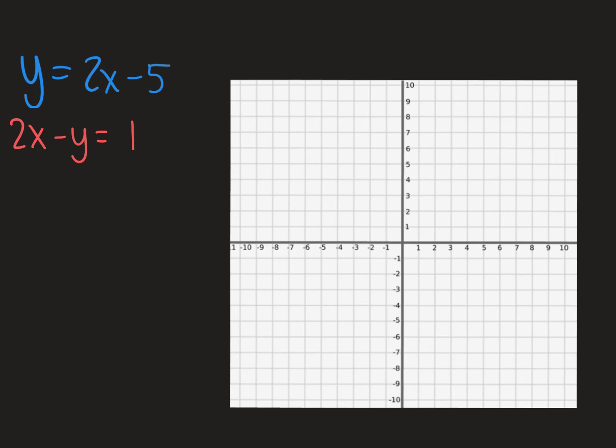All right, let's try graphing these two. So blue, I put my first dot at 5. My slope is up 2, right 1, up 2, right 1. I'm not going to connect the dots just yet. Red, I have to rearrange. So if I move my 2x over, it's now -2x plus 1. But I don't like -y, I like +y. So if I change the sign, I change the sign, I change the sign. My first dot is at -1.